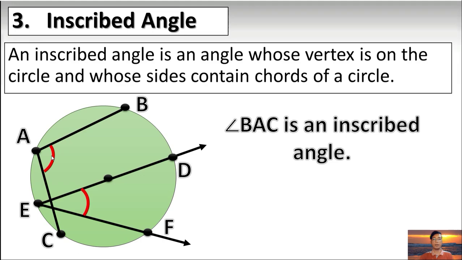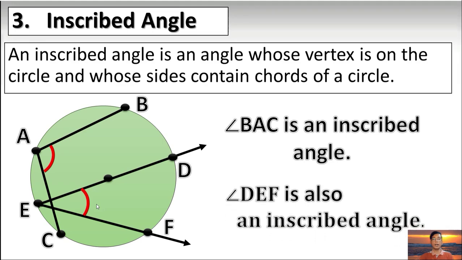Another inscribed angle, ayan. What's the name of that inscribed angle? Itong part na to, ayan. The name of that inscribed angle is angle DEF. Angle DEF is also an inscribed angle. Pwede ring pabaliktad na angle FED. Sa pag-name kasi ng angle, pwedeng magkabaligtad for as long as yung center or yung vertex nandun pa rin sa gitna. Ayan.